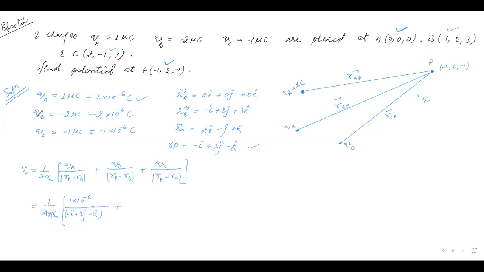Plus, what is your value of QB? QB is minus 2 into 10 raised to the power minus 6 over RP. RP is again minus I cap plus 2J cap minus K cap. Minus, what is your RB? RB is minus I plus 2J plus 3K.